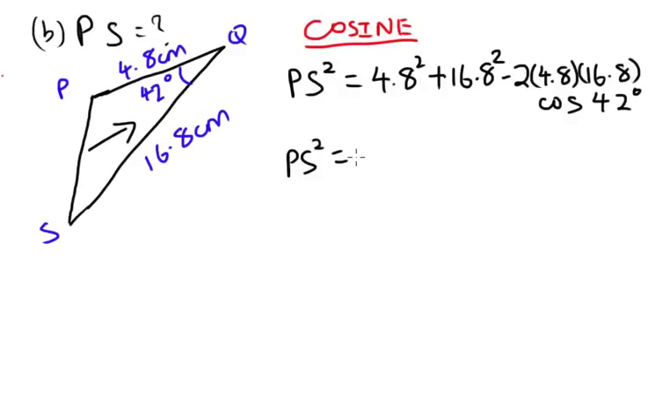So cos 42 degrees. PS squared equals to, so 4.8 squared, you get 23.04, plus 16.8 squared, 282.24, minus 2 times 4.8 times 16.8, you get 161.28. And what is cos 42? You get 0.743.